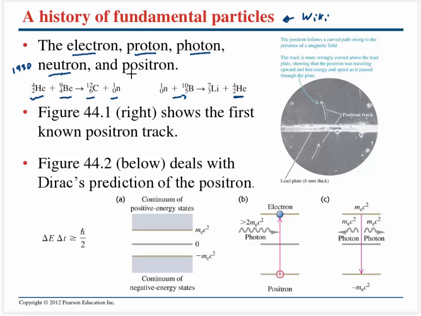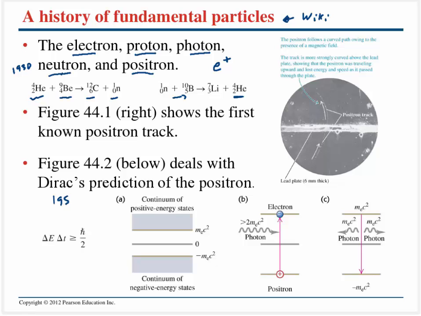Now, another fundamental particle I want to talk about is called a positron. Essentially, a positron is a particle that has the mass of an electron, but a positive charge, and the charge would be the same 1.6 times 10 to the negative 19th that you would find on a traditional electron. So let's talk a little bit about the history of the positron.